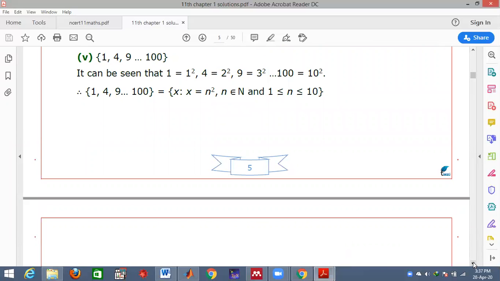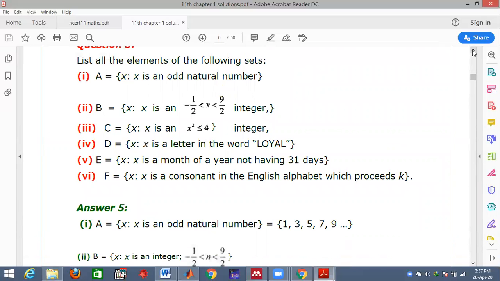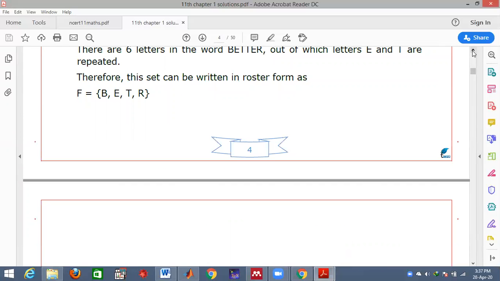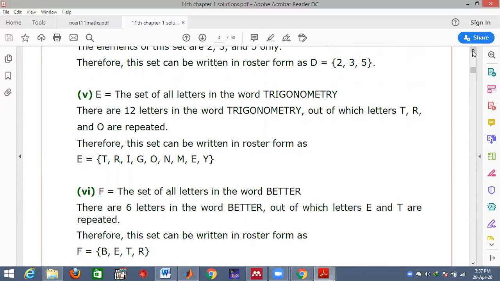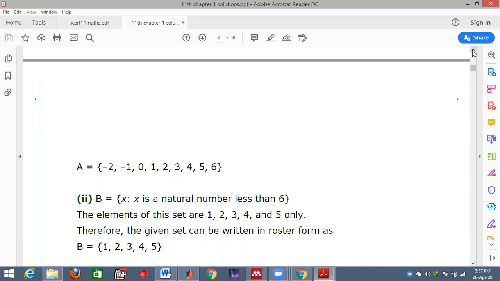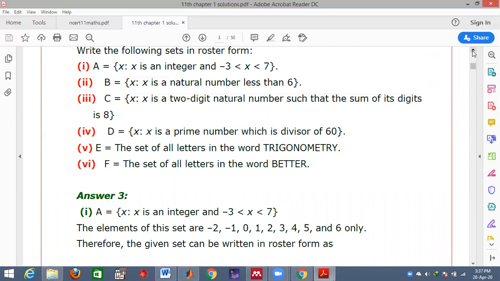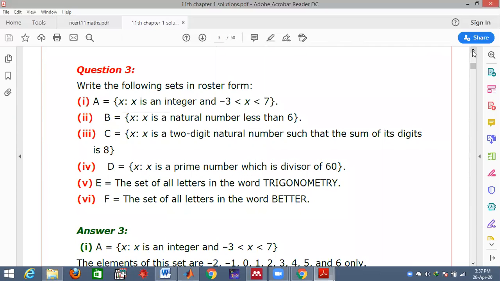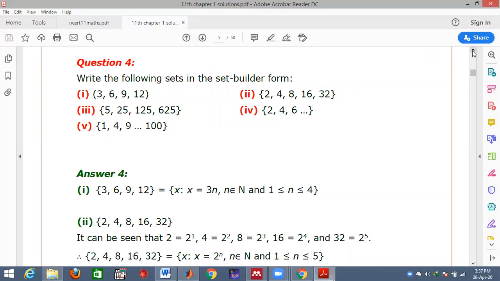So next is question number three. In question number three, we are asked to write the following sets in the roster form. So this was question number 3. Next is question number 4. We have to write these sets in the set builder form.